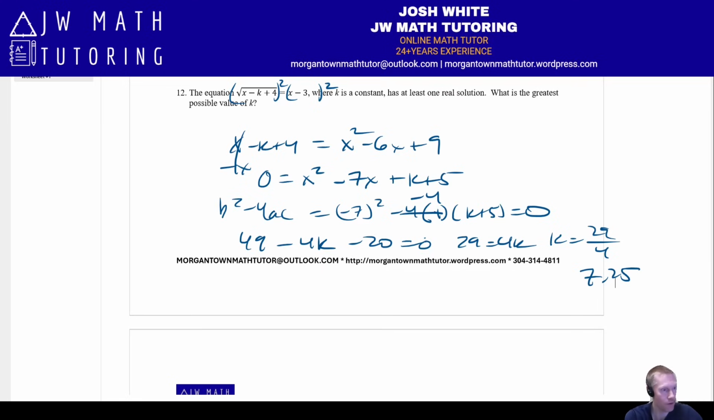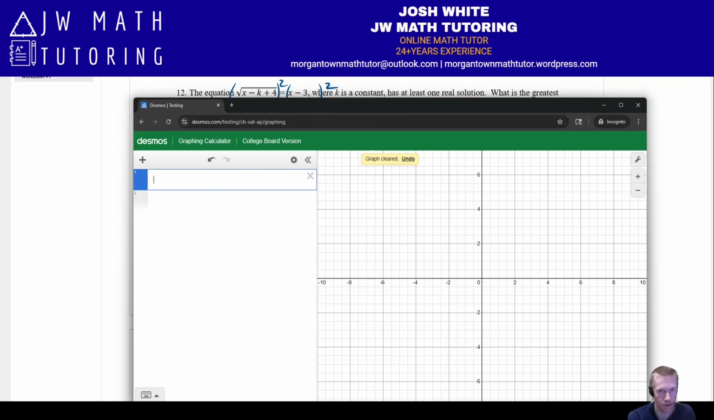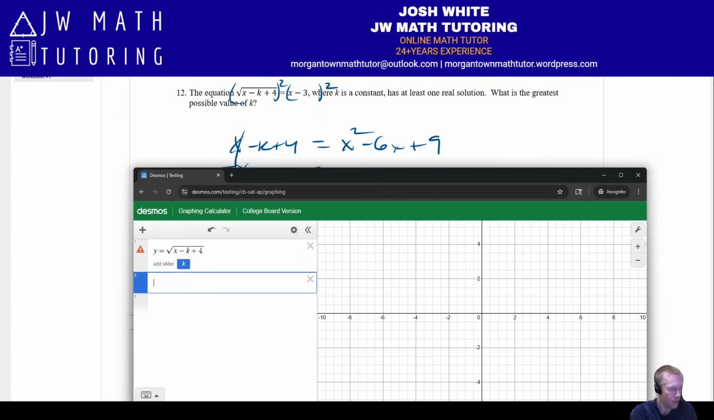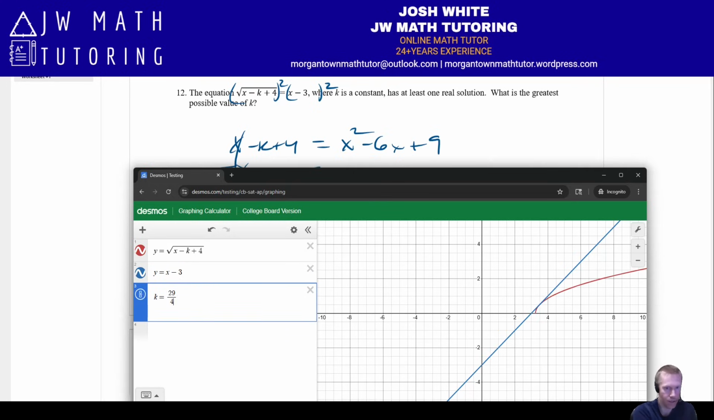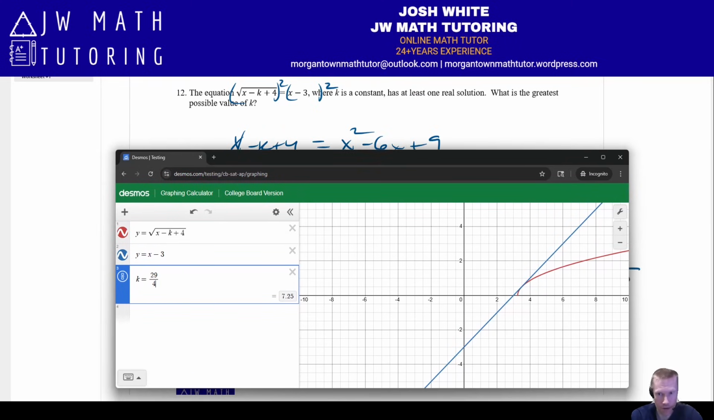Let's just go to Desmos to confirm. Okay, so what I'm going to do is go to Desmos. First of all, clear out all this. The easiest way I know to check this is just type in the two graphs and see how many times they intersect. So, for example, notice here they are intersecting at one point.